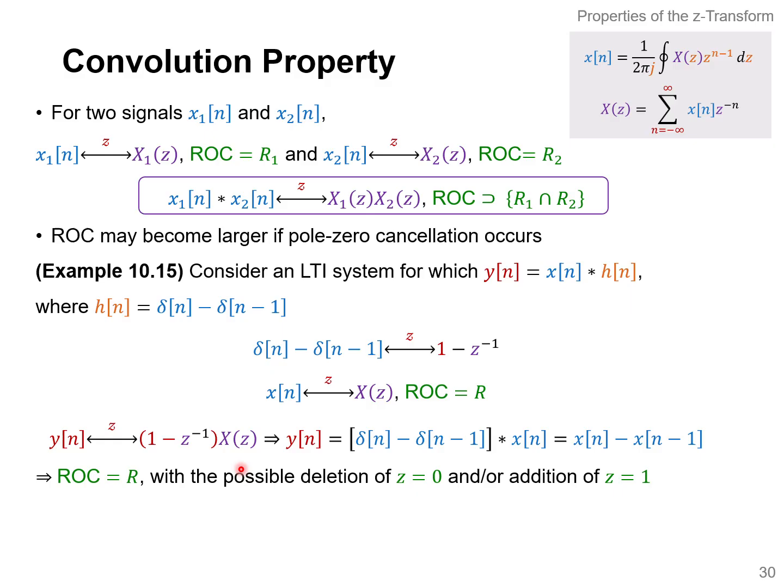The ROC of the output is usually the same as the input ROC. However, there can be small changes. Sometimes the origin may be removed, or a new point z equals 1 may be added because there is a pole. So depending on the pole zero cancellation, we might have a new ROC. This example shows how convolution in time becomes multiplication in the z-domain.